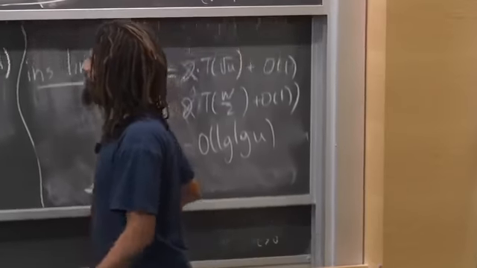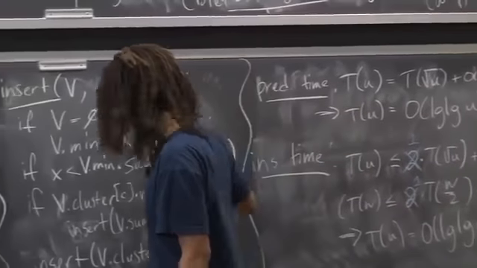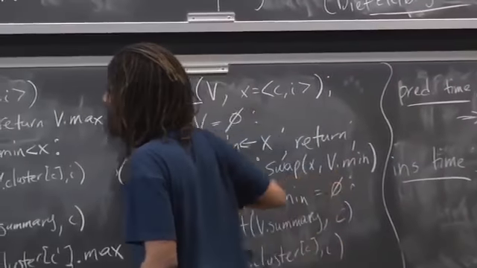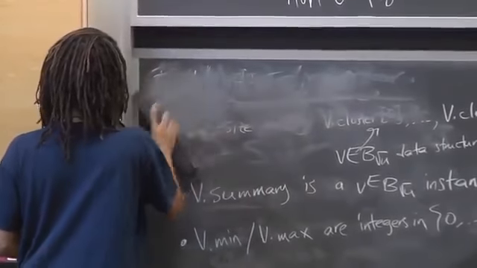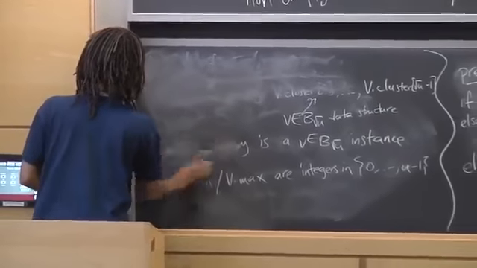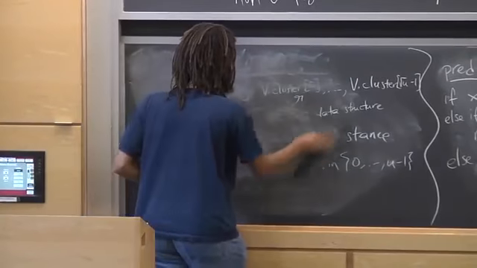Okay, so I have a little more than 15 minutes left. I mentioned that there's another data structure called a Y-fast tree or Y-fast trie, which also gets this bound.